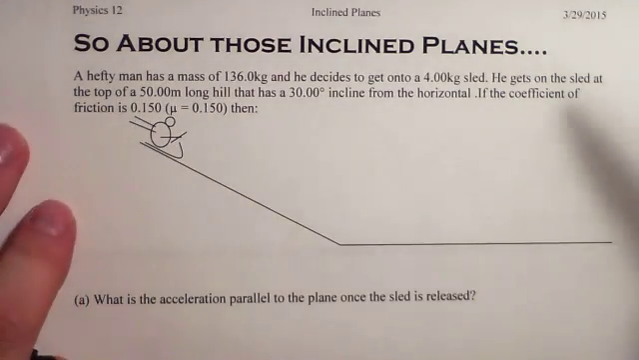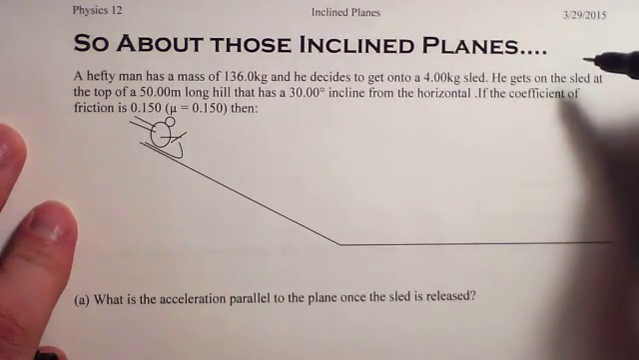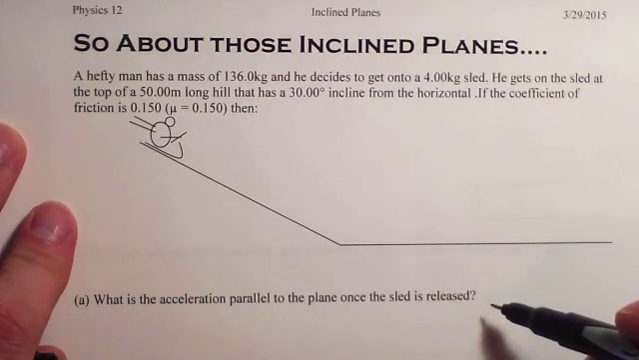So the question that we're going to solve simply says a hefty man has a mass of 136 kilograms and he decides to get onto a 4-kilogram sled. He gets on the sled at the top of a 50-meter long hill that has a 30-degree incline from the horizontal. If the coefficient of friction, and again we'll assume that's sliding friction, is 0.150, then what is the acceleration parallel to the plane once the sled is released?